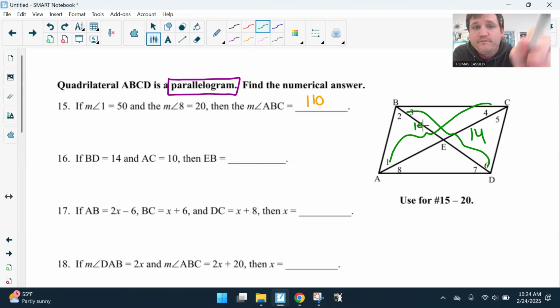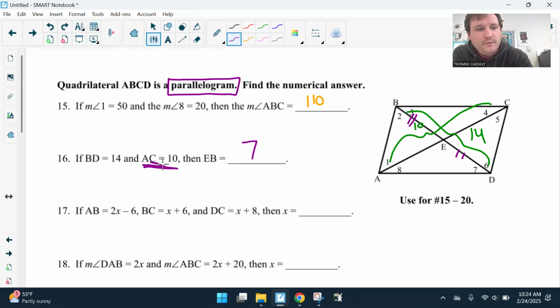Well, again, diagonals bisect. Remember, they chop each other in half. So these two segments are congruent. So if the whole thing's 14, then EB is just half of it. So that needs to be 7. This part right here, AC is 10, that's extra information, right? So we don't even need that to answer this question.